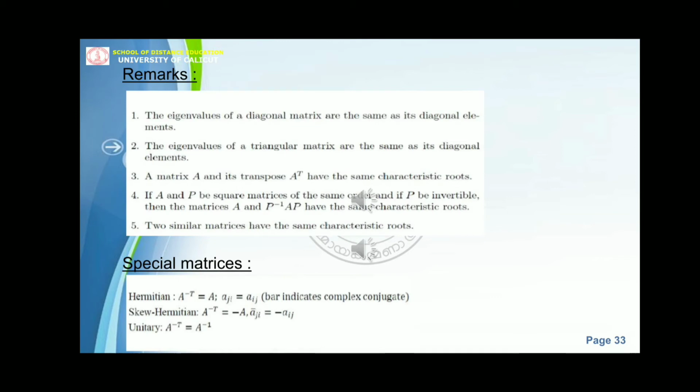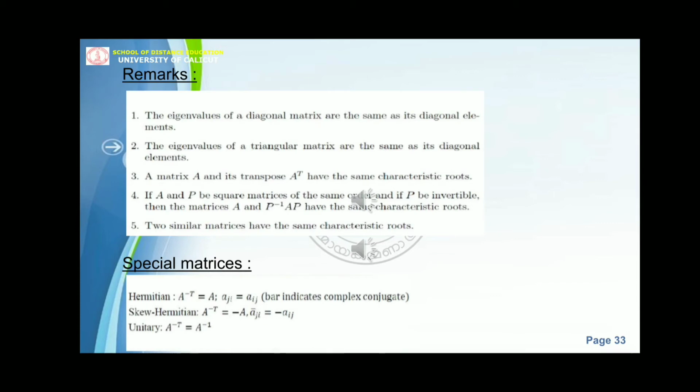Fourth, if A and P are square matrices of the same order and P is invertible, then the matrices A and P inverse AP have the same characteristic values. Fifth, two similar matrices have the same characteristic roots. Two matrices A and B are said to be similar if there exists some invertible matrix P such that B is equal to P inverse AP.